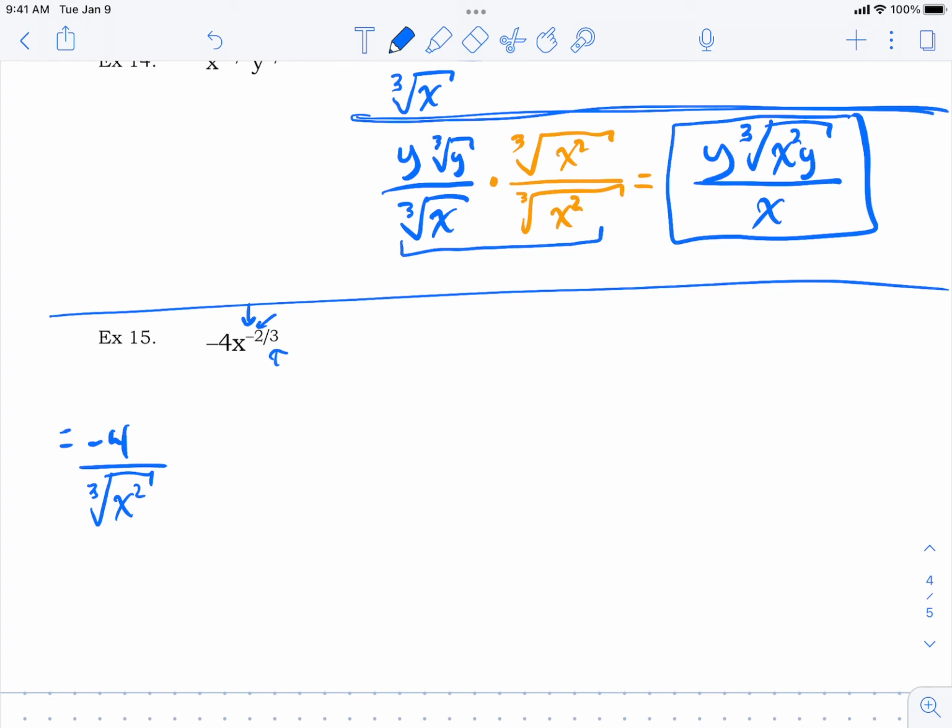The negative 4 stays there. It doesn't have an exponent on it. Well, I guess it has an exponent of 1, really. But the negative 2/3 has nothing to do with the 4. Leave the negative 4 there. Cube root of x squared on the bottom, because it was a negative exponent, on the bottom.